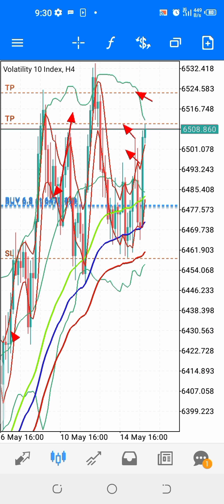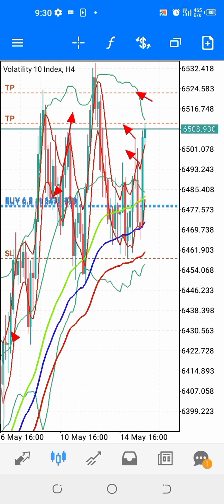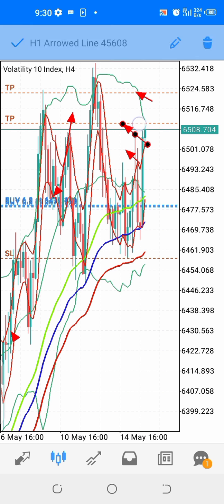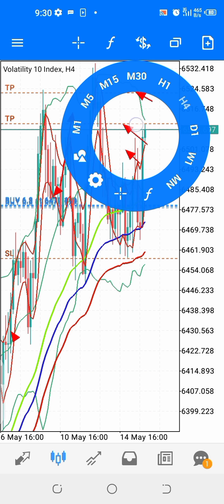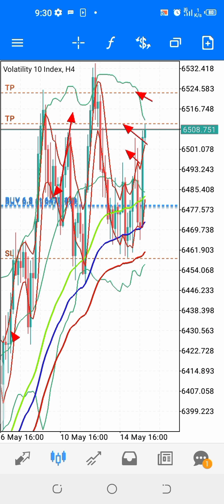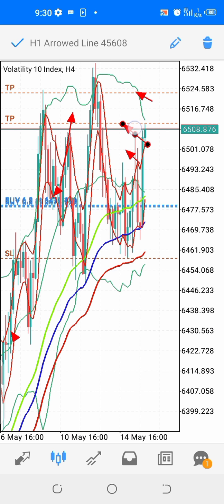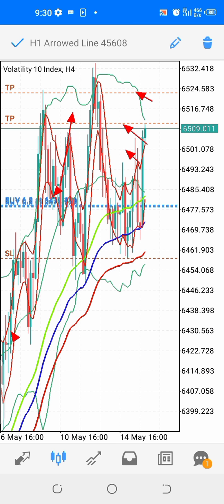So the same trade, I've been holding this trade. This is the third day I'm holding this trade, like you can see. And price is just close to TP2 now, about to smash TP2. This area is TP2, and price is just around it, trying to smash it anytime soon.